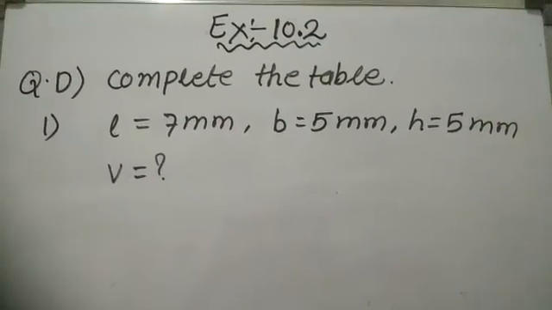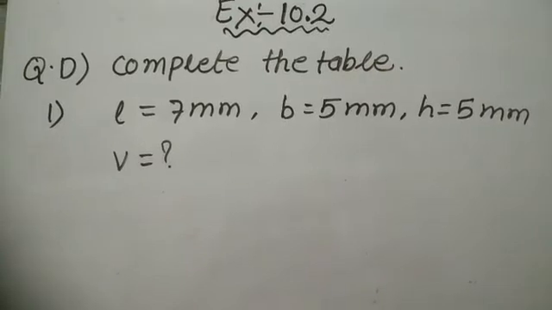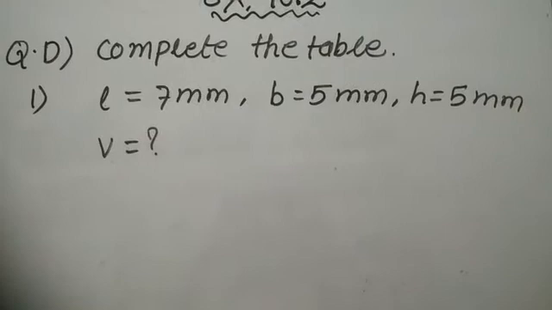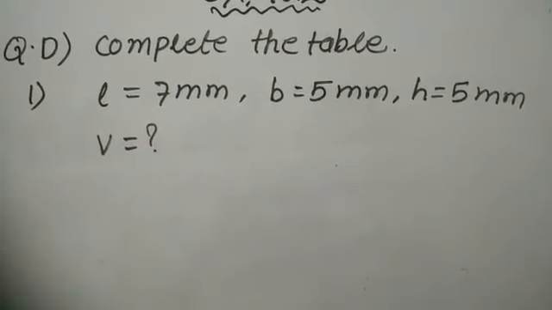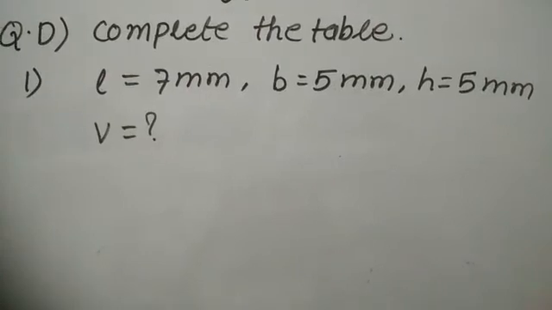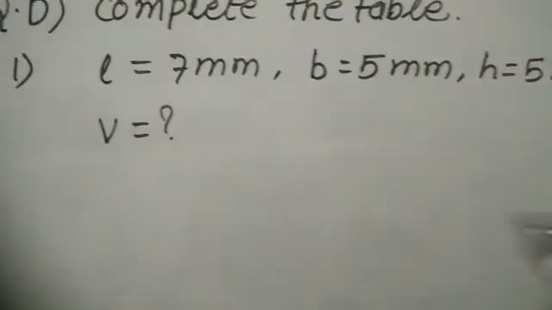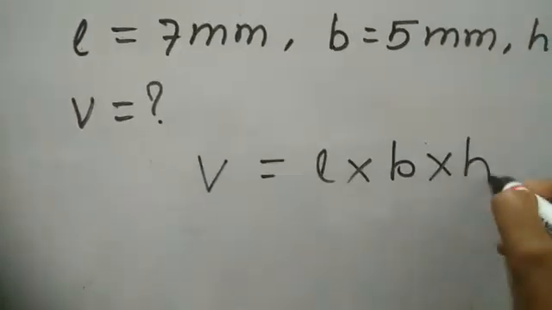Students, in this video I am going to explain question number D of exercise 10.2. Complete the table. See the first example. Here you can see length, breadth and height are given and we are asked to find out the volume. When dimensions are given, we use the formula of volume. V is equal to length into breadth into height.